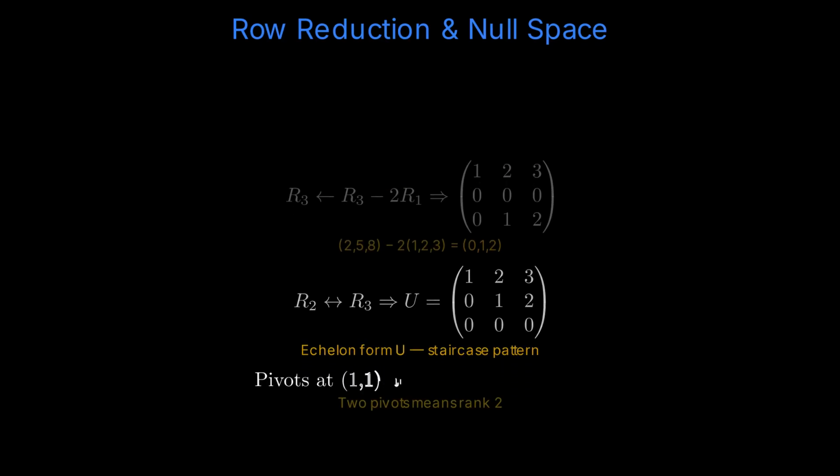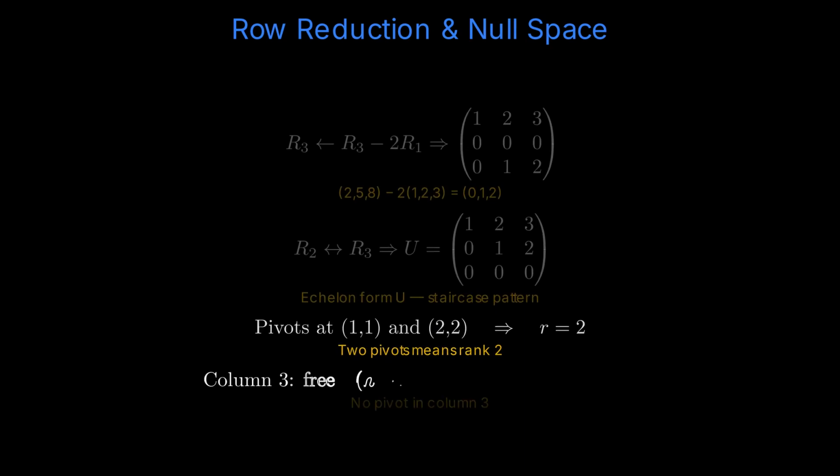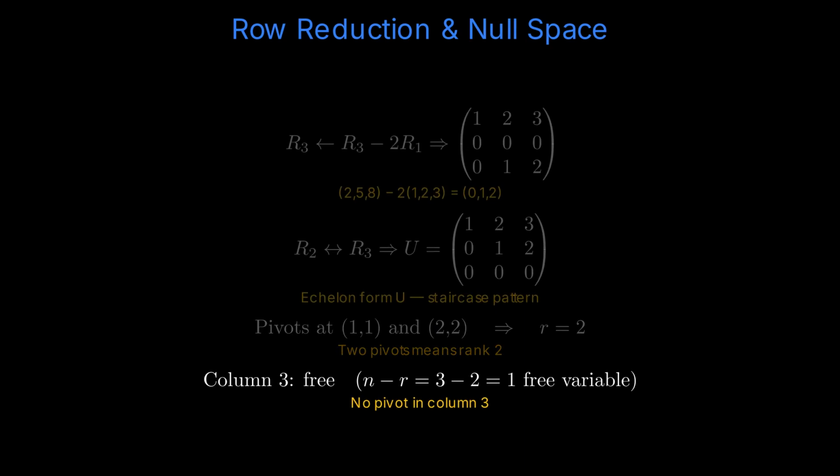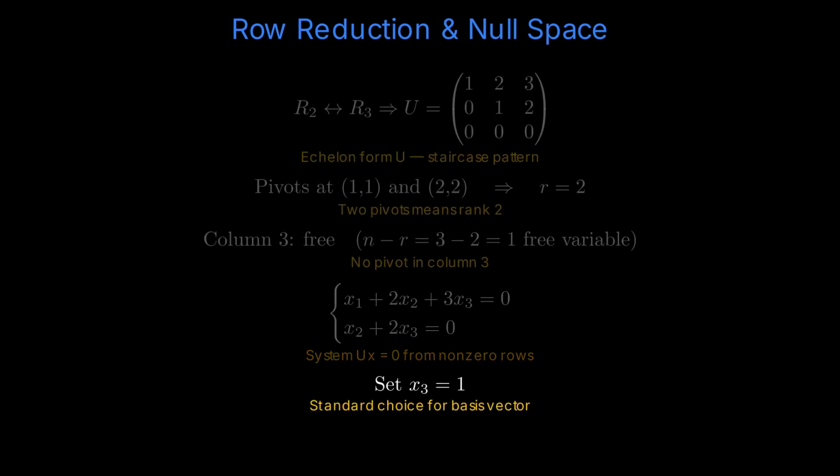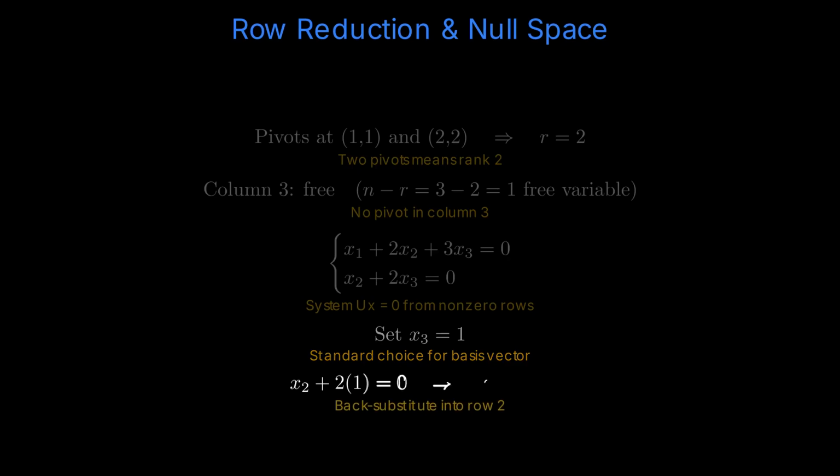The pivots are in columns 1 and 2, so the rank R equals 2. Column 3 is a free column. Now we solve Ux equals 0. Since column 3 is free, set x3 equal to 1. From row 2, x2 plus 2 equals 0, so x2 equals negative 2.